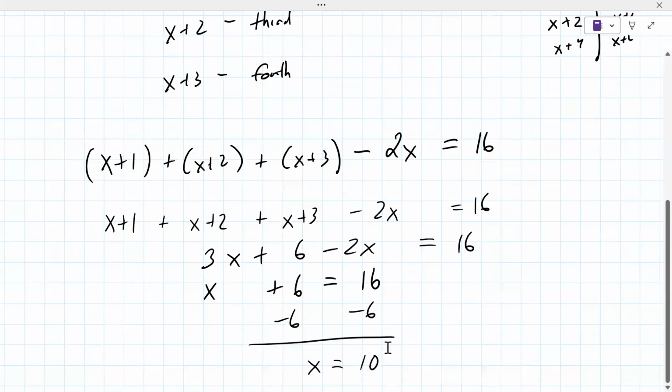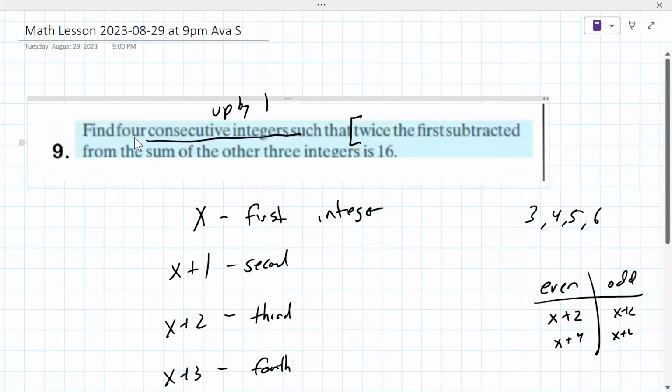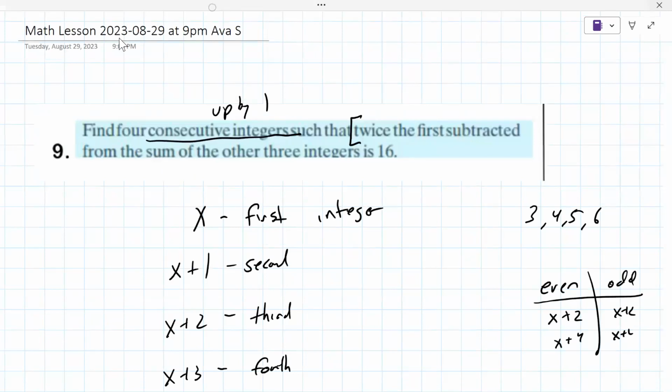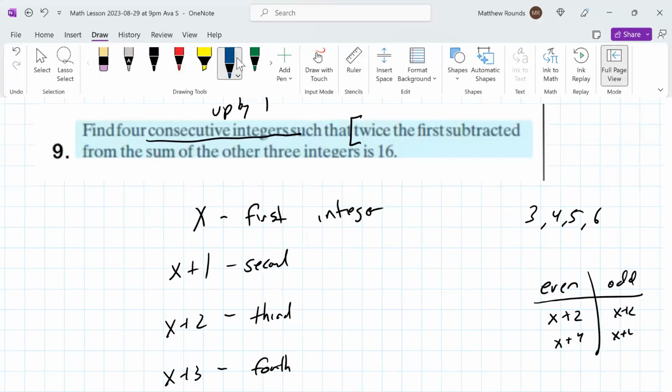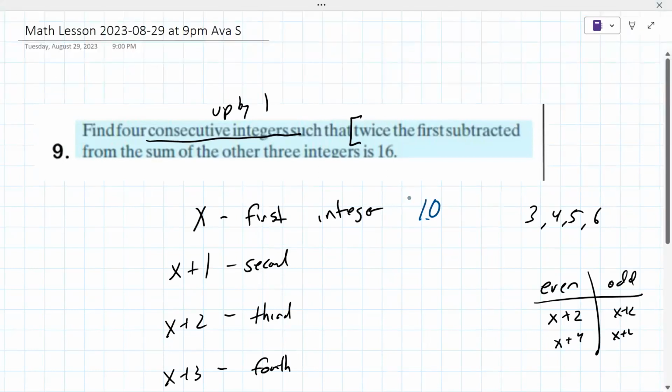All right. So this is not the answer though, because the question wants 4 consecutive integers. The first integer is 10. But now we need to find the second one. Well, it's 11, 12, and then 13. So sometimes they want you to write a sentence, like say the 4 consecutive integers are 10, 11, 12, and 13.